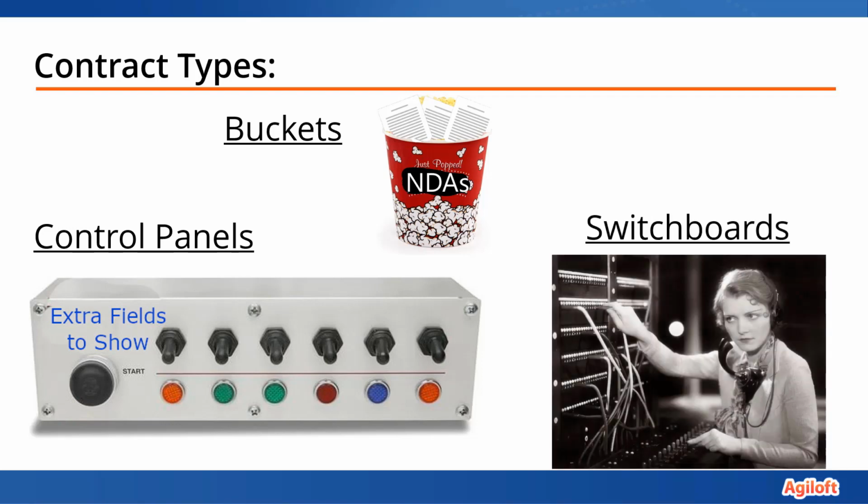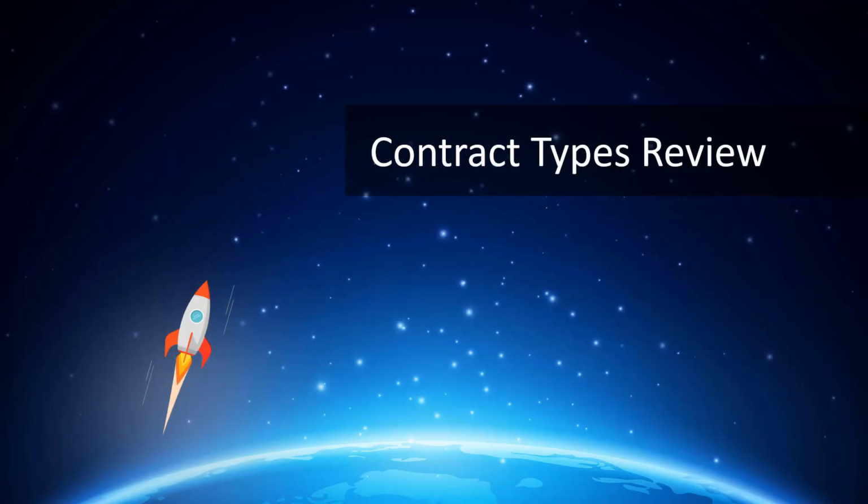Last, contract types serve as a switchboard, a way to quickly link contracts within that type to several other background tables at once, such as a few specific print templates and approval workflows. Just as a reminder, we'll run through these functions in the out-of-the-box contract lifecycle management system.